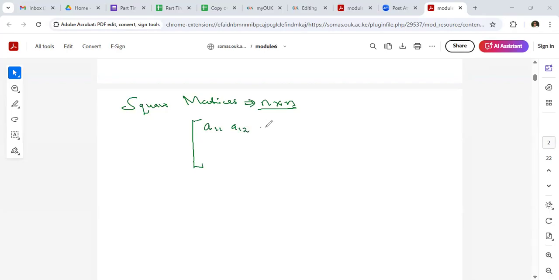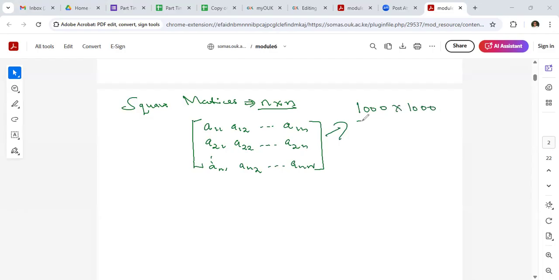I know students don't like it when I use A11, A1n. But you have to use the general case before coming to a specific case. Otherwise, if I write A equal to 1, 2, 3, a learner will interpret that as a square matrix and they'll be using the same values all through, which is wrong. But you have the general representation. Now, in some cases, you'll have a very large square matrix. You can even have a 1000 by 1000 square matrix.